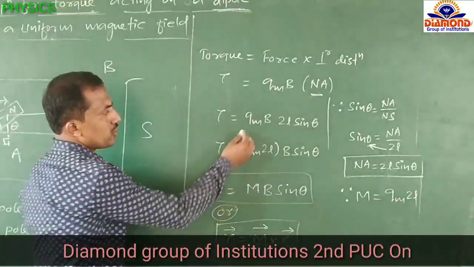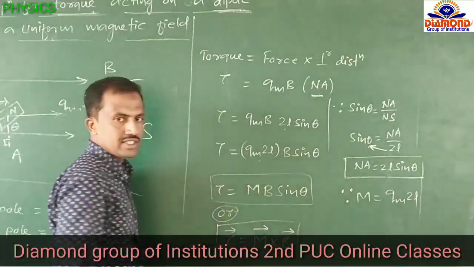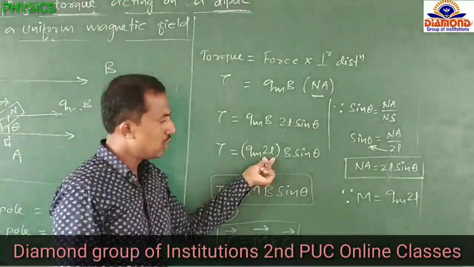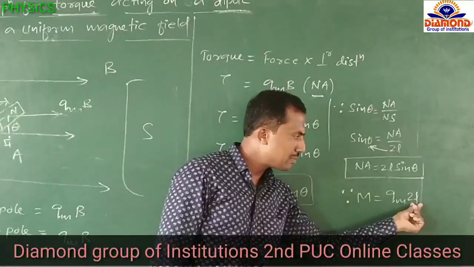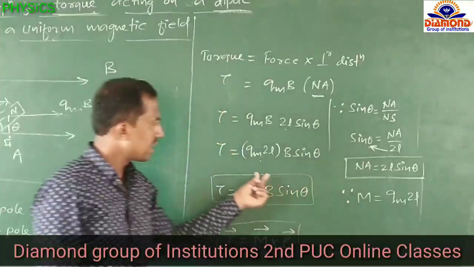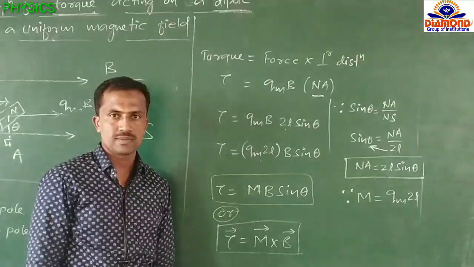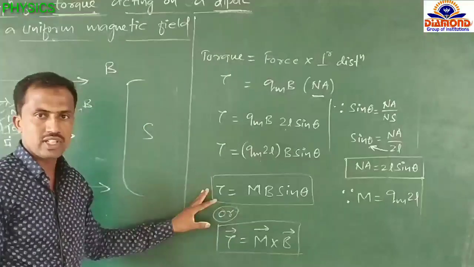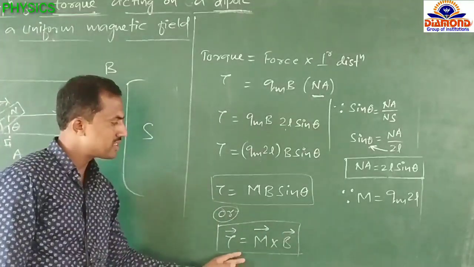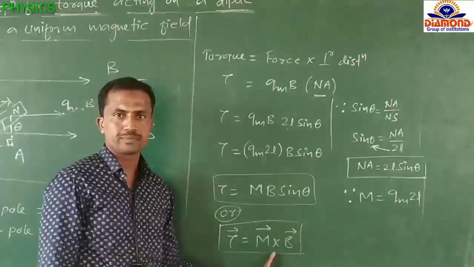Then next, QM and 2L we are taking in one box, and the remaining terms, B sin theta, are as it is. QM is pole strength, 2L is magnetic length. The product of pole strength and magnetic length is called magnetic dipole moment. We are writing M in place of it. B is as it is, sin theta is as it is. This is the equation for torque in magnitude form. In vector form, it is M vector cross B vector, since sin theta means cross product.